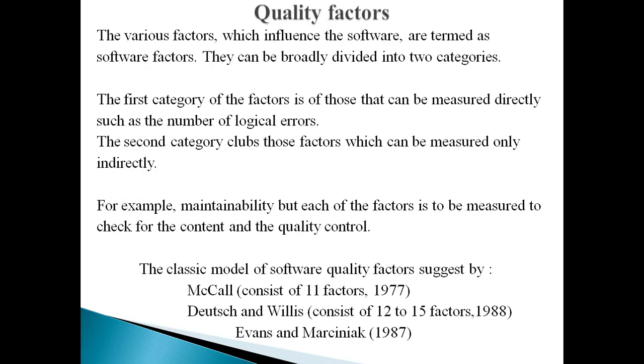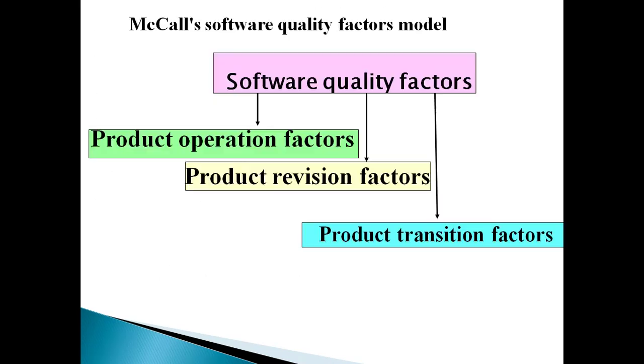The classic model of software quality was suggested by different researchers. McCall's model consists of 11 factors, in 1977, he said. Dush and Willis said that there are 12 to 15 factors, and it was basically stated in 1988. Evans and Marciniak said in 1987. So let's see what a software quality factor model is.